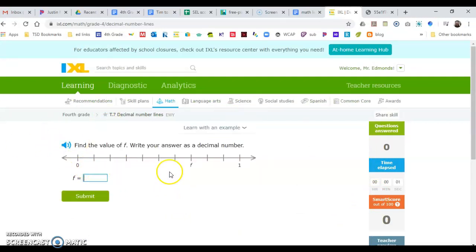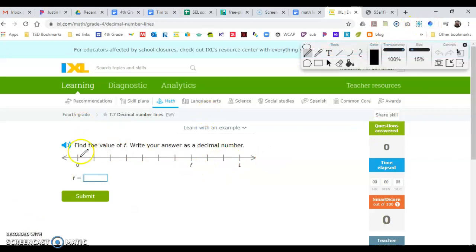I want you to do the best you can with it. The first thing is you're going to plot. I want you to do a really strong noticing here. Notice that we start at 0 and 1, so we're looking at numbers more than 0, less than 1. Our job is to find what is point F.